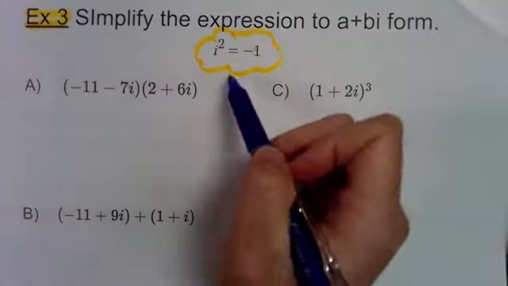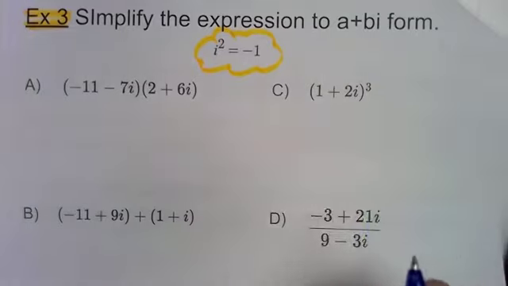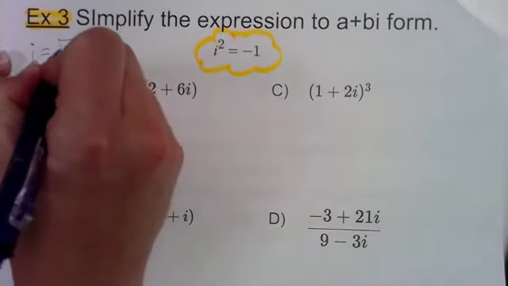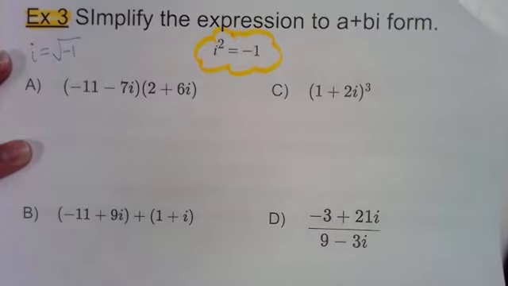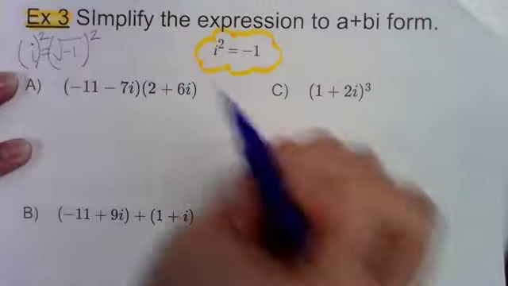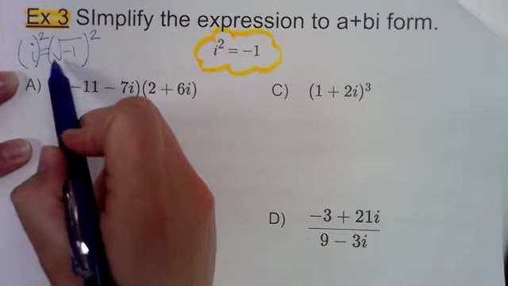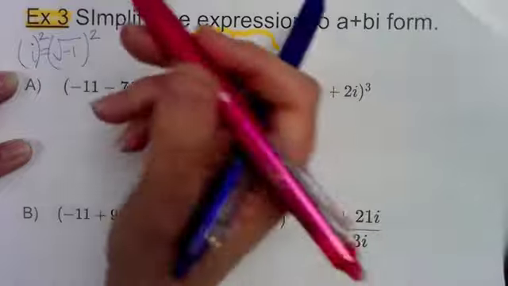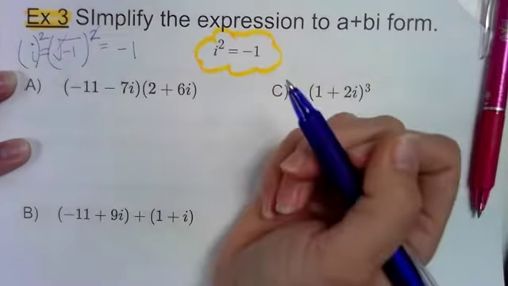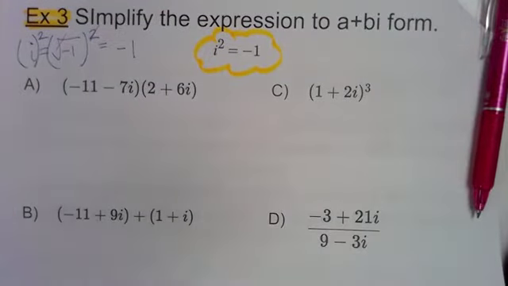I have this new tidbit of information here, a very nice little tidbit, that i squared equals negative 1. While you're writing that down, I'm going to talk about where it comes from. I know that i is the square root of negative 1. And if I want to square i, I would square both sides. Well, what happens when I take that square root and square it? It cancels out, yeah. And we're left with just a negative 1. So it does make sense. And you can get there pretty easily. But usually we just memorize that i squared equals negative 1.